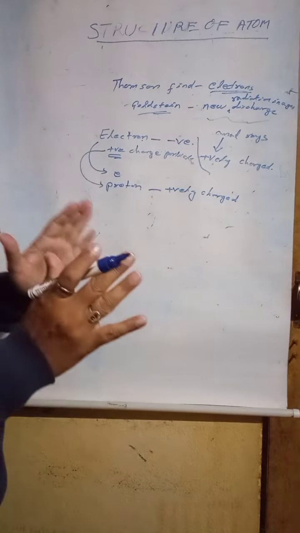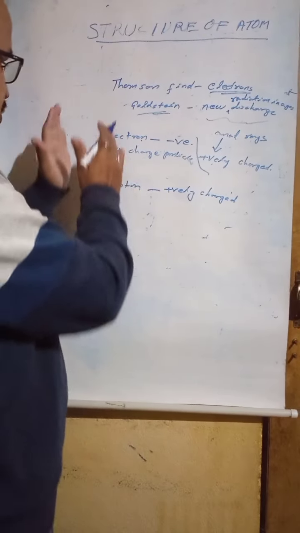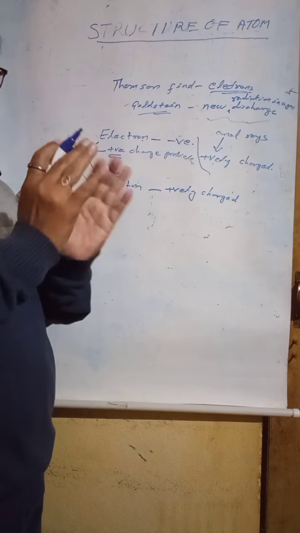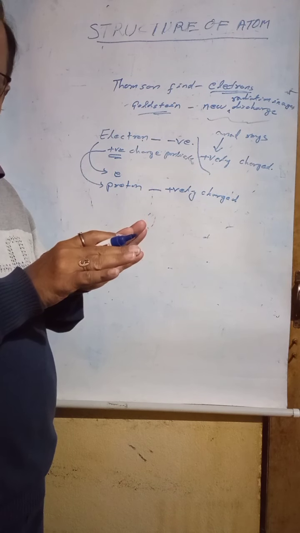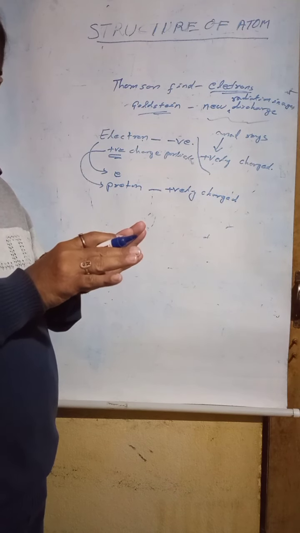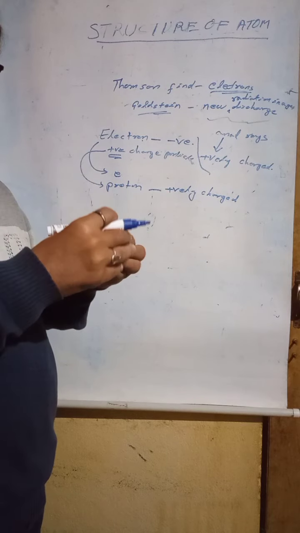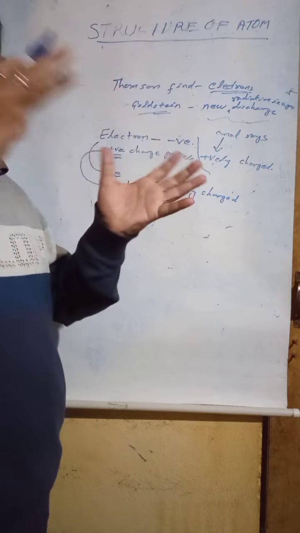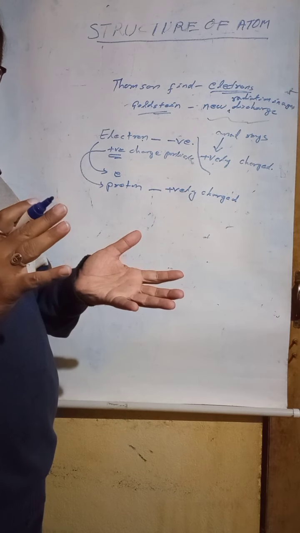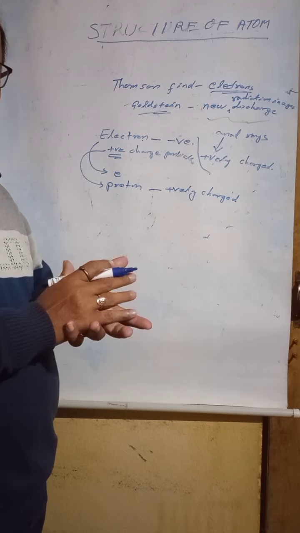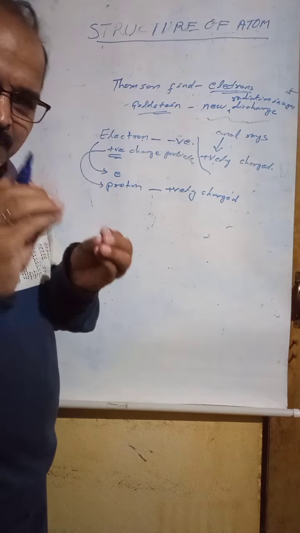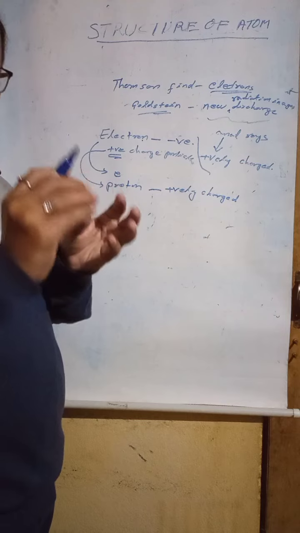Inside the atom, when these two particles, positive and negative, are present, what will happen? The positive will attract the negative particle. So how is it structured? Just like our solar system, inside the atom also they are in a definite orbit or circular path.